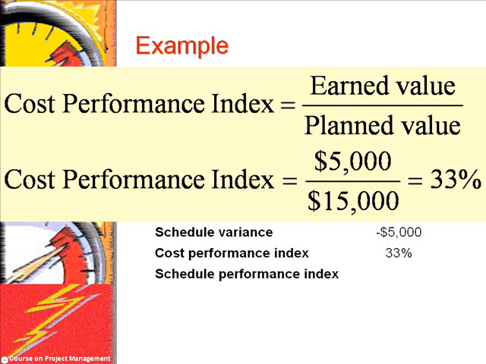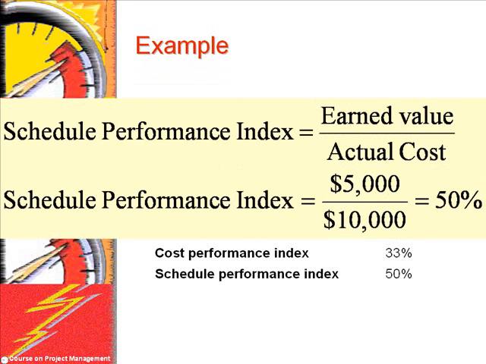The cost performance index is calculated as the ratio of earned and planned value. In this case, this is calculated as 33%. The scheduled performance index is calculated as the ratio of earned and actual cost. In this case, the scheduled performance index is 50%.